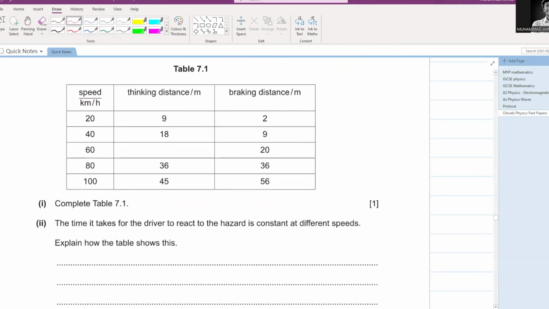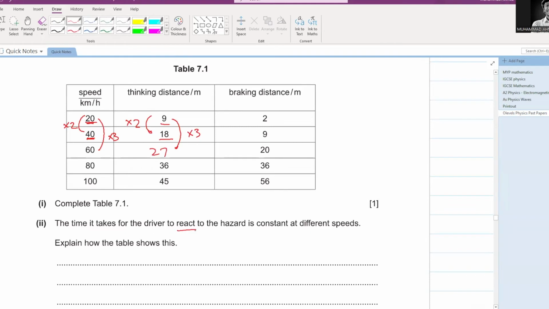Can you realize when you were going at a speed of 20, the thinking distance was 9. When you were traveling at a speed of 40, the thinking distance doubled. As the speed doubled, thinking distance doubled. What will happen if the speed triples? The thinking distance will triple as well. This will become 27. Perfect.